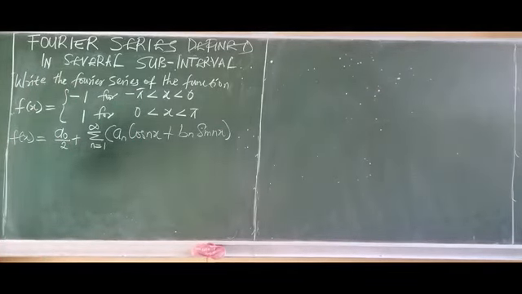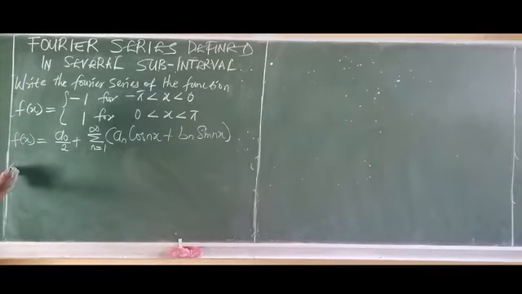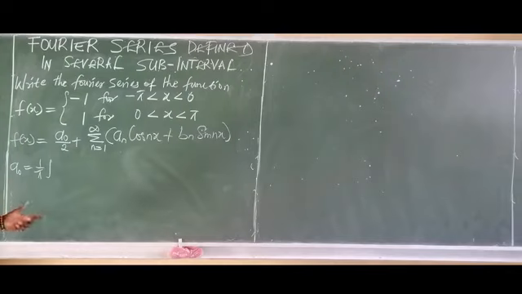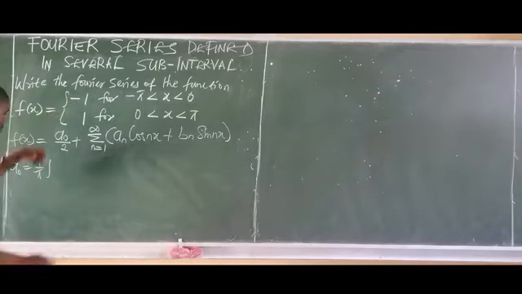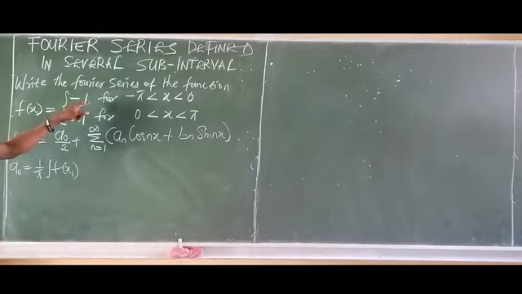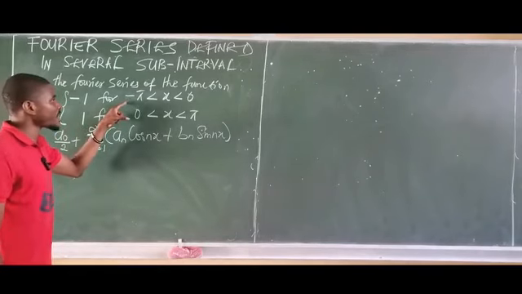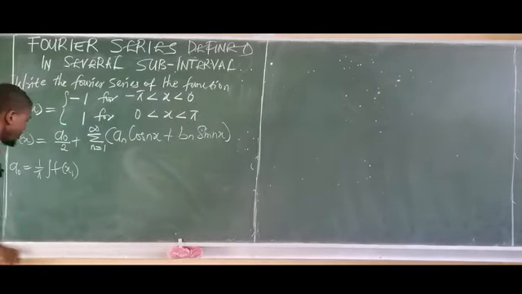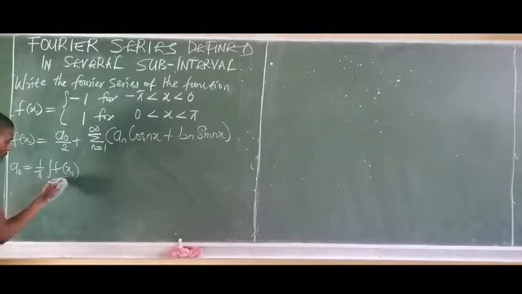Now, when it exists between different subintervals, let's start with a naught. We know that a naught is equal to 1 all over pi integral. If a limit is not given to you, then it's simply from minus pi to pi. But in this case, we are given limits. So this is simply the integral for the very first function. Let's call it f of x1, which denotes the very first function. The limit is from minus pi to 0, so the lower limit is minus pi and the upper limit is 0.